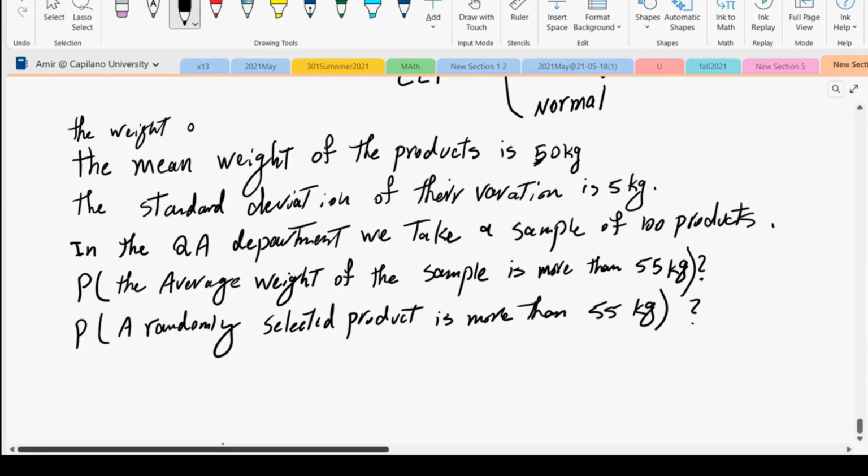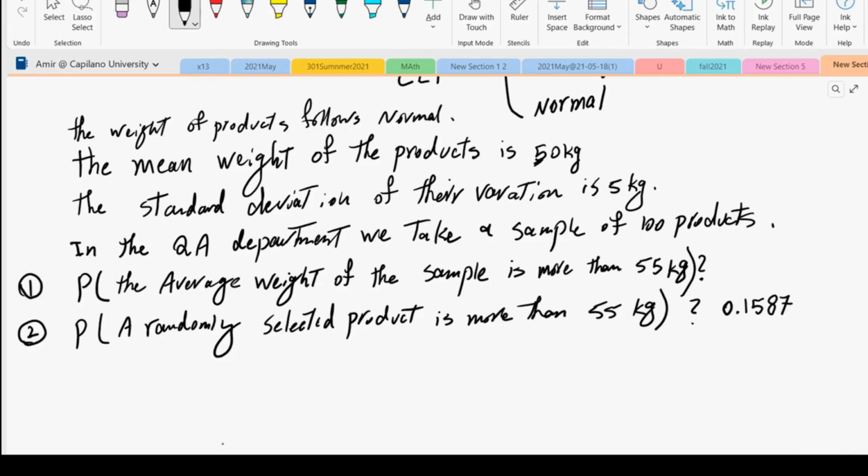The weight of products follows normal distribution. Amir, can you please repeat? So I understood how we got to the 0.3 and the standard deviation of that area. What comes after that? For question 2, yes.